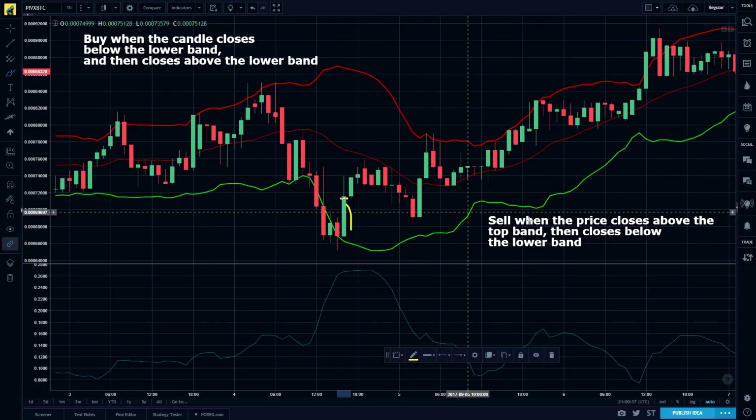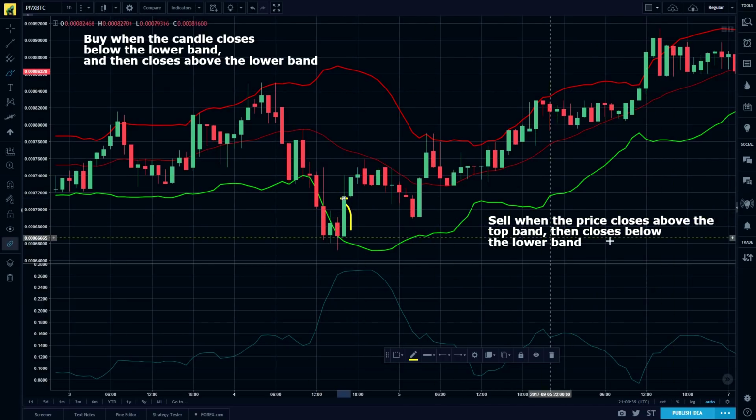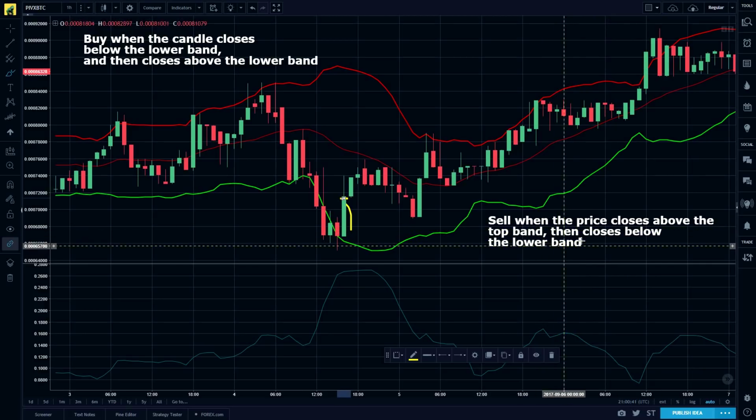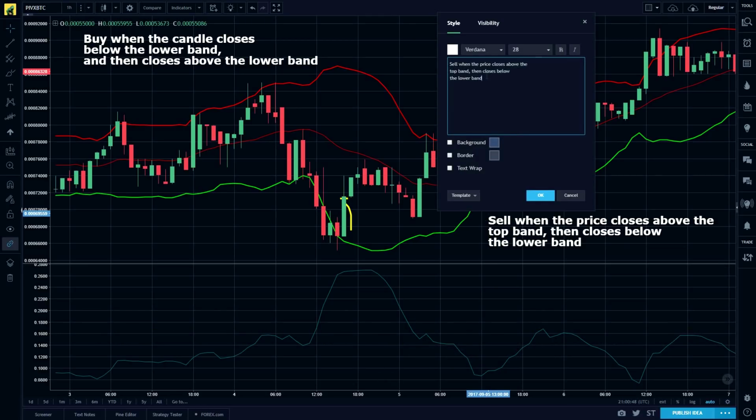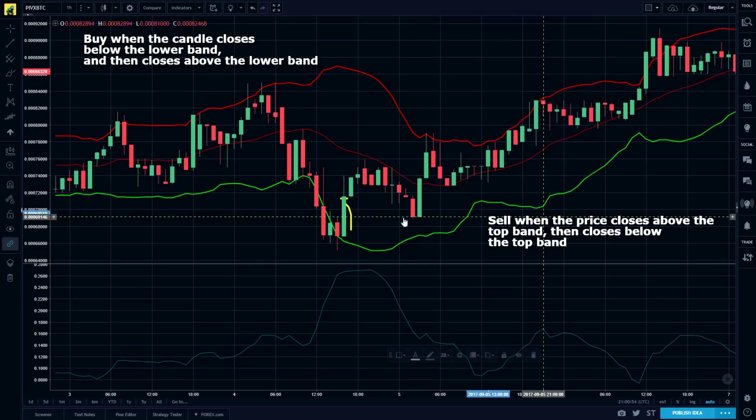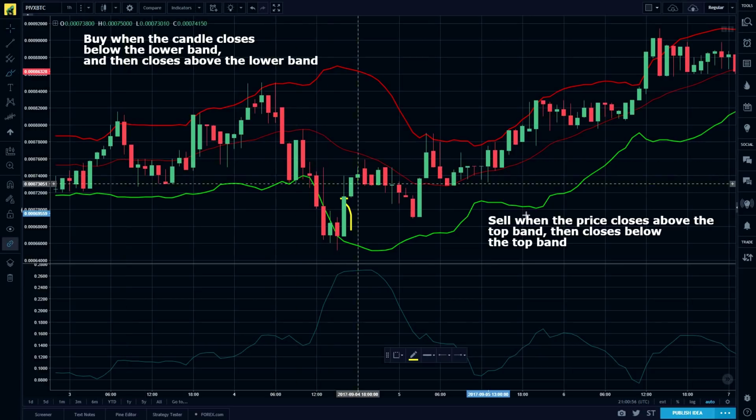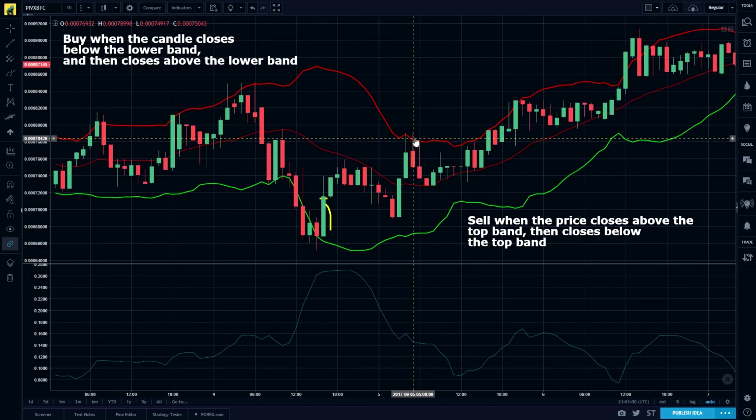And now the sell condition is when the price closes above the top band, then closes below. Sorry, top band again. Hold on, typo on my part. Okay, so now we have to wait until this condition is met. Right here you can see that the shadow crossed the top band, but it did not close above the top band. So that's not a sell signal yet.